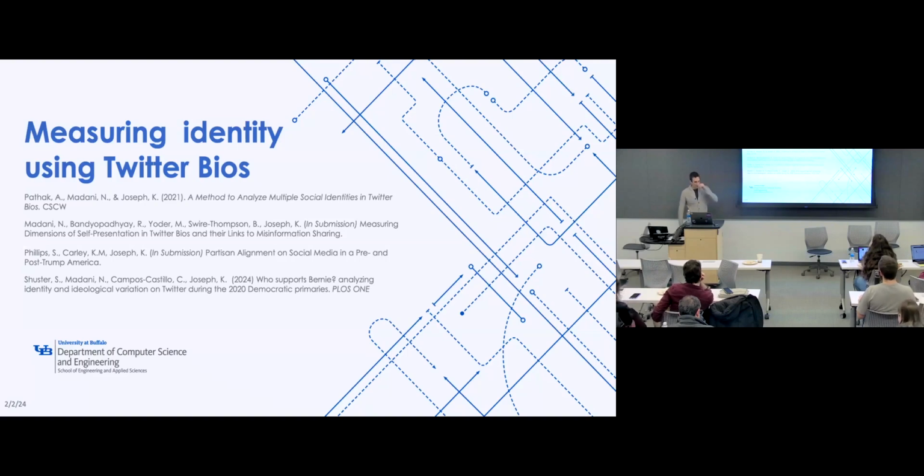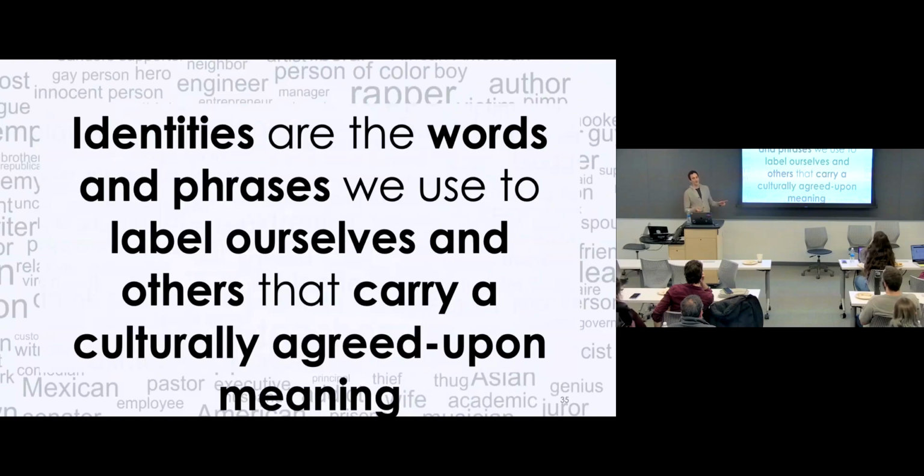This is a collection of papers, some of which are with Sam and Michael here, on looking at what we can learn about social identity from Twitter bios. And this is, I think, the only slide that is actually from my thesis, which I don't know if that's a good or bad thing. I haven't worked that out yet. But what is an identity? Just to be clear, I mean these words and phrases that we use to say who we are, and moreover, phrases that carry a meaning that at least some subgroup of us could agree on.